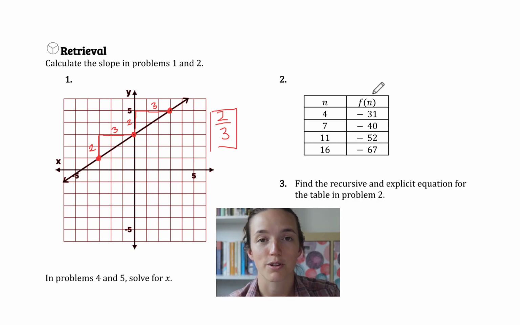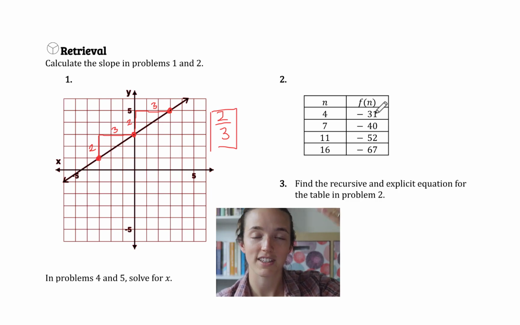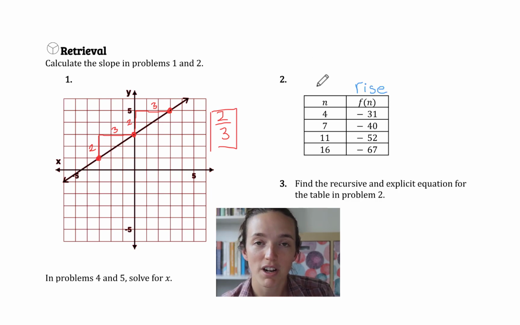Okay, so now we have to do the same thing, but we have a table instead of a graph. So the rise is always our y variable. That's the variable that's going up or down, also known as the output. So that's the variable that's over here. This is the rise. And then the run is always the x variable. It's going left to right. So that would be over here. So let's start by finding the rise, and then we'll find the run.